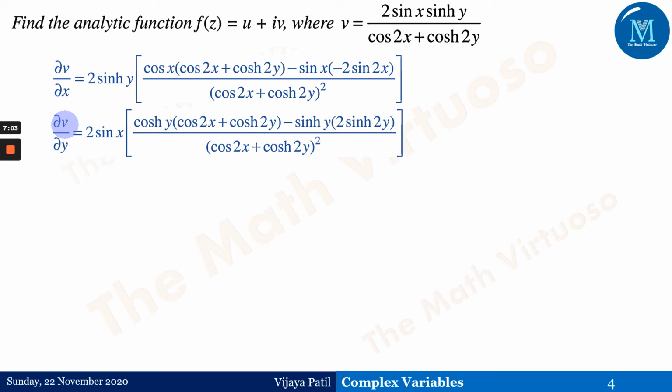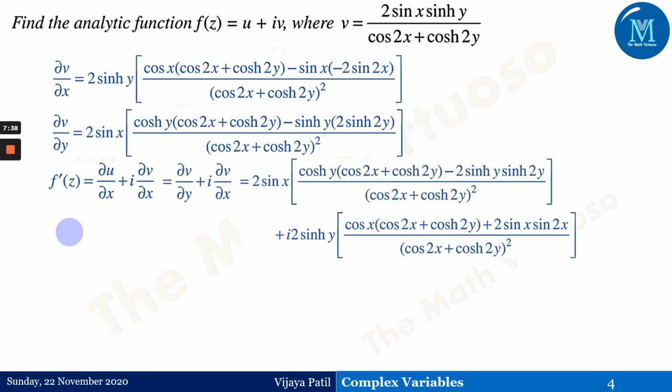And differentiating with respect to y here, at that time the numerator 2 times sine of x will be constant, and the remaining sine hyperbolic y upon cos, so this will be the u by v rule. So sine of x, cos of 2x plus cos hyperbolic 2y, into cos hyperbolic y, because the differentiation of sine hyperbolic y will give me cos hyperbolic y, minus sine hyperbolic y as it is into differentiation of the denominator, which will give me 2 times sine hyperbolic 2y, upon this, right? This is by the u by v rule of differentiation. Then f dash of z, and then we are putting the values over here.